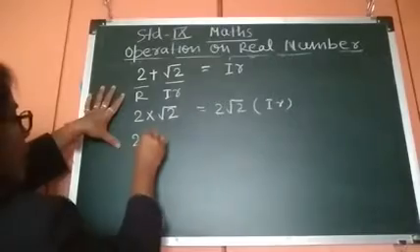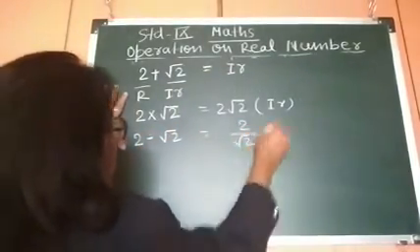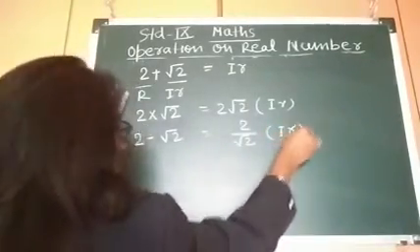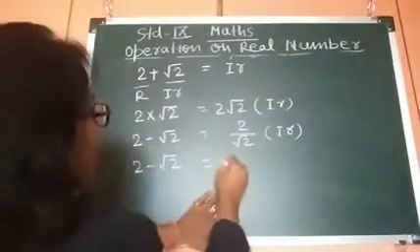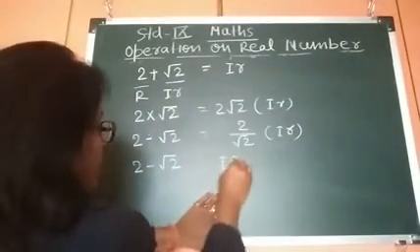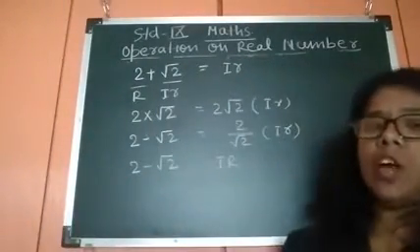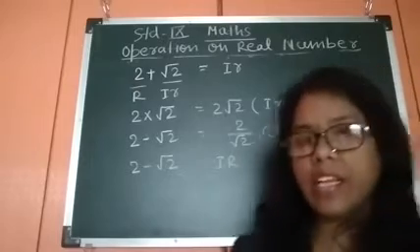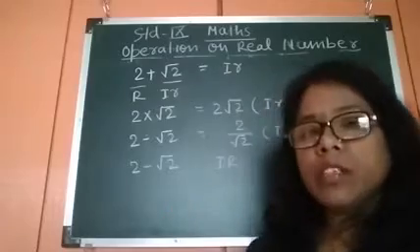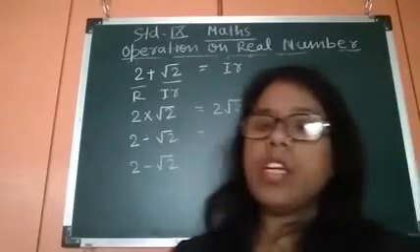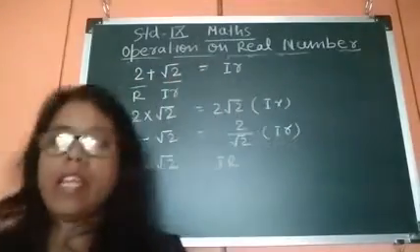Now 2 divided by root 2, so 2 upon root 2. This is again an irrational number. 2 minus root 2 is again an irrational number. So after seeing this combination of rational numbers and irrational numbers, when you apply any operation, addition, subtraction, multiplication or division, the result is always an irrational number.